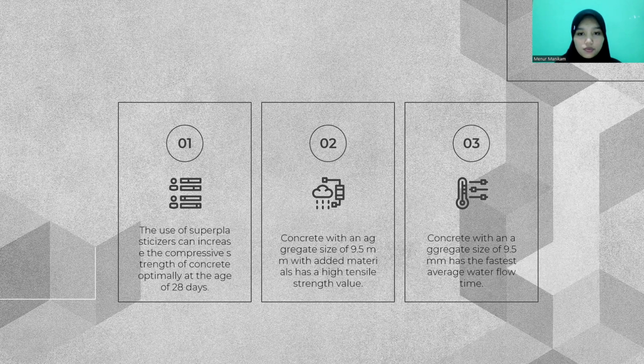As for permeability, concrete with an aggregate size of 9.5 millimeter has the fastest average water flow time. So this indicates that small aggregate sizes are likely to have many gaps, so the water can flow the fastest.